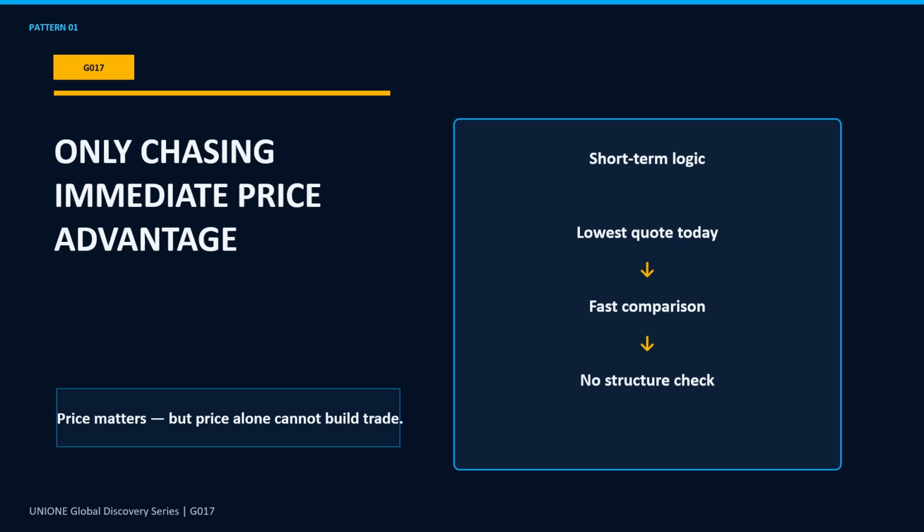The first pattern is an excessive focus on immediate price advantage. These buyers often compare quotations quickly and choose whichever offer appears cheapest today, but they may not examine the full transaction structure. They may overlook documentation, compliance, logistics, payment conditions, or supply stability. Price is important. However, price alone cannot tell us whether a transaction is practical, repeatable, or sustainable.